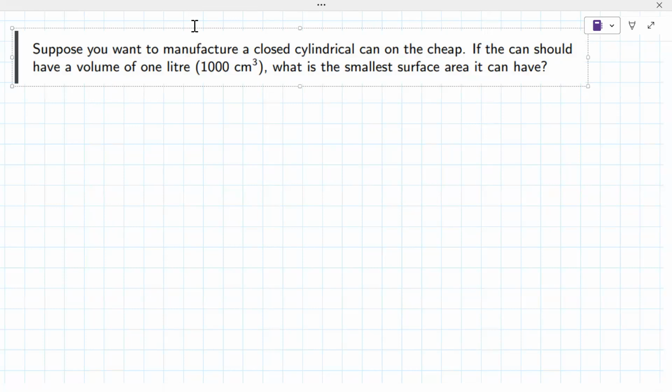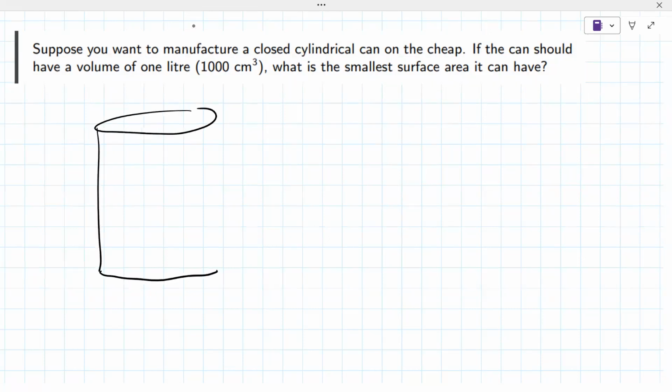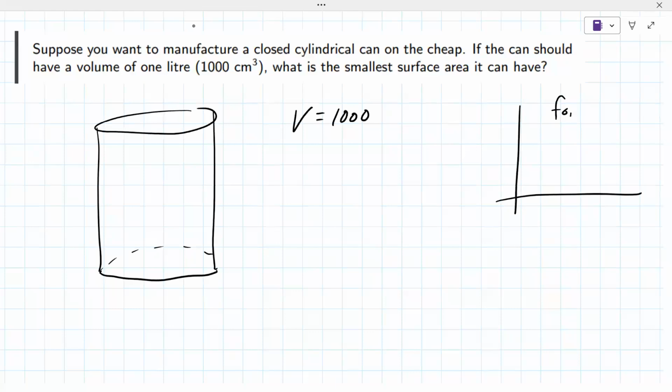So we have a can, a beautiful can on the cheap. There's your beautiful can. Let's see, your volume is 1,000 centimeters cubed. This is important: you want to ask your instructor if they're going to give you the formulas. He said maybe. I bribed him. Good. The volume of a cylinder is pi r squared times height.